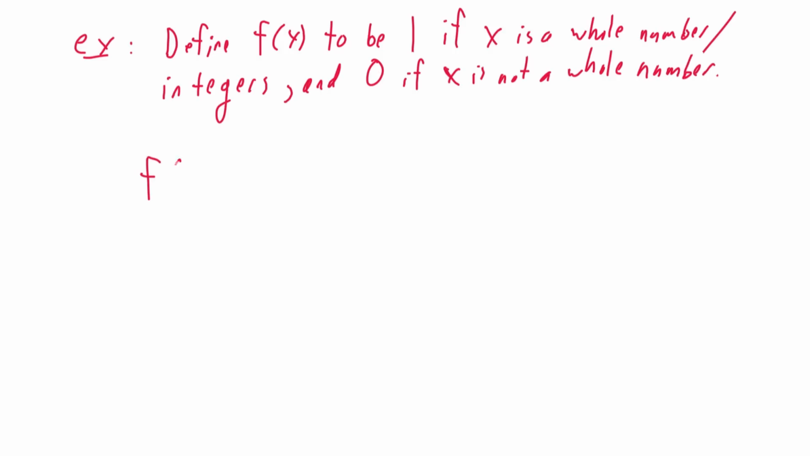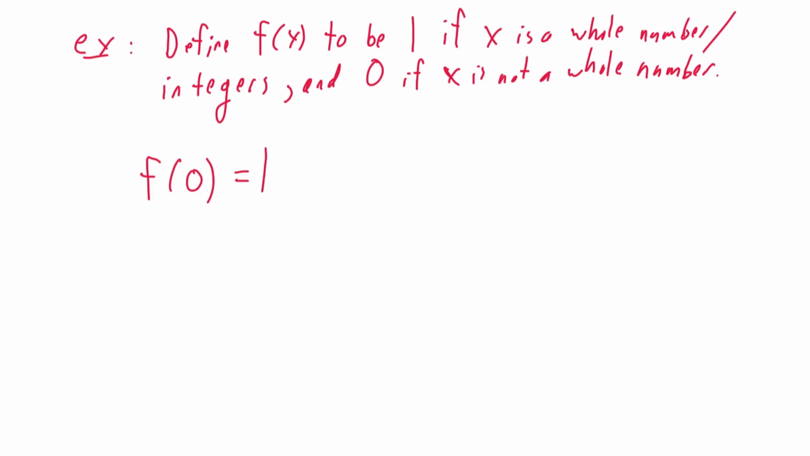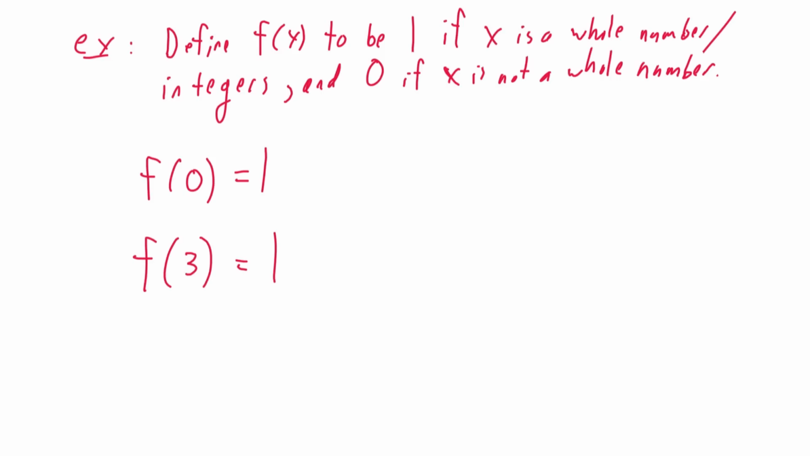So we can look at how f works on certain examples. So f of 0, is that a whole number? The answer is yes. So according to my rule, I output the value 1. So I would say f of 0 is 1. Similarly, f of 3 is determined by asking the question, is 3 a whole number? The answer is yes, so my rule says to output 1.